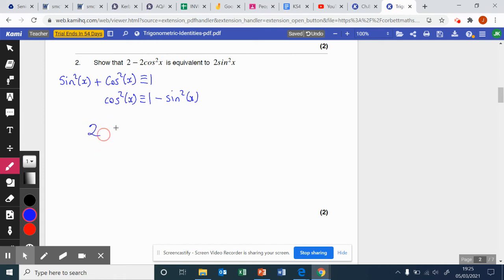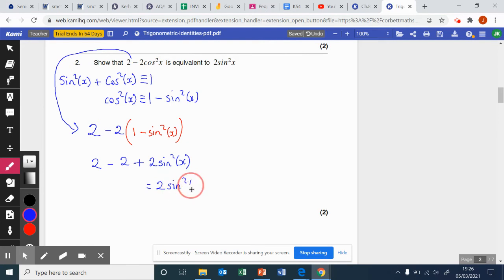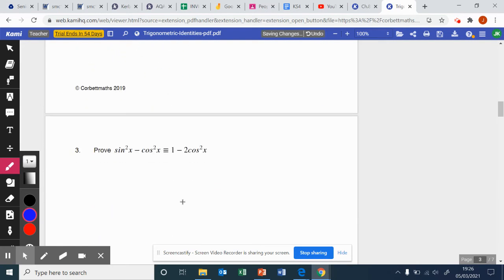So instead of writing 2 minus 2 cos squared x, I'm going to write 2 minus 2, and instead of writing cos squared, I'm going to write 1 minus sine squared of x. And that will simplify to 2 minus 2 plus, because it's minus 2 times minus sine squared x, plus 2 sine squared x. And the 2 minus 2 is 0, so you're just left with 2 sine squared x. There we go. Let's go for another.